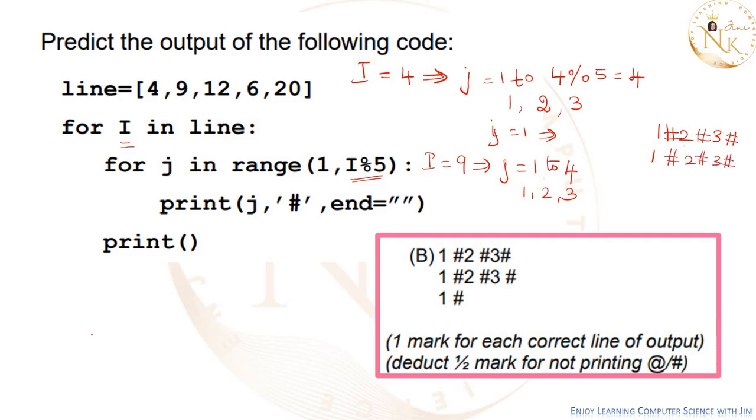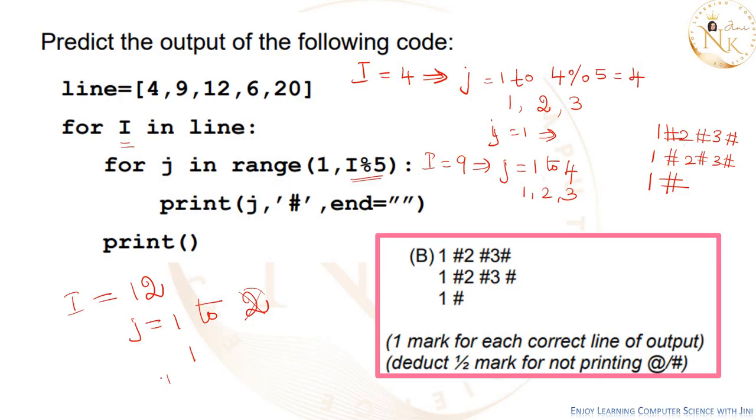Now what is the next value of I? Now I takes the value 12. So when I is equal to 12, J is equal to 1, 2. What is I modulus 5? 12 modulus 5 is 2. So the starting value is 1, and what is the ending value? 2, which will not be included. So J has only one value, 1. So when J is equal to 1, 1 hashtag. So the next line is 1 hashtag. And there is a print statement, so it will come to the next line.